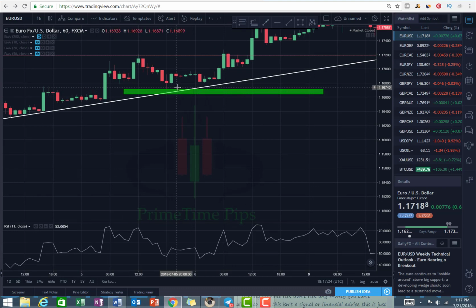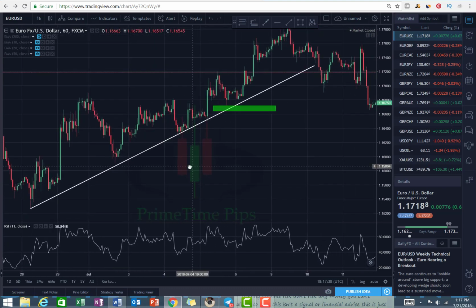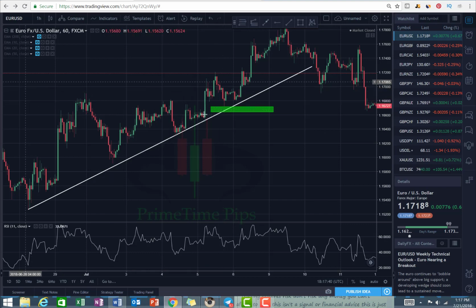I usually hop in at the top. What is this? That would have been the 70%. I usually hop in at the 70%, and obviously I have a trend line here. So let me zoom this back out for you guys. So obviously I have a trend line here.